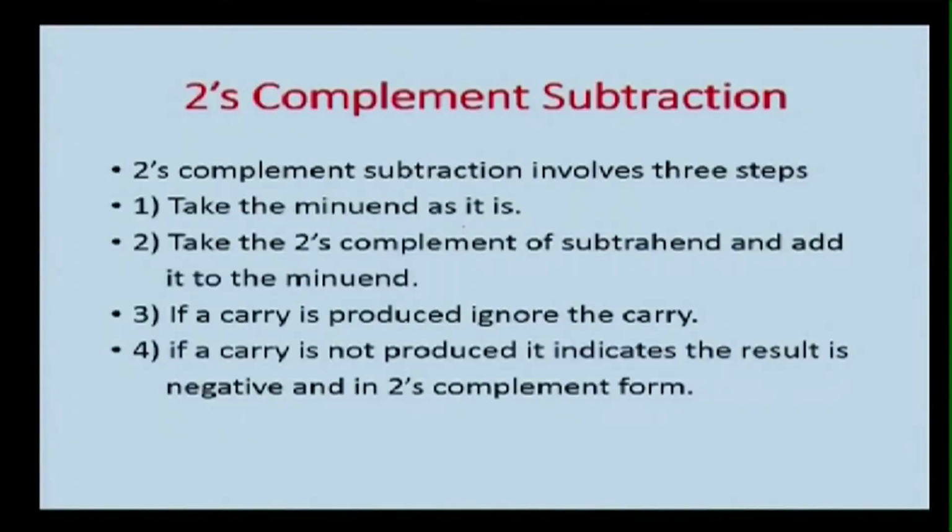Here again we have to take the minuend as it is. There should be no change. We should not change the minuend at all. But when it comes to the subtrahend, we have to take the 2's complement of the subtrahend and add it to the minuend. If a carry is produced, see, this is the difference. Earlier what we did was, when a carry was produced, we added it to the sum. But here, if a carry is produced, that carry should be ignored. And if a carry is not produced, then it indicates that the result is negative and it is in the 2's complement form. So, let us again take a simple example, 8 minus 5, which gives me 3.